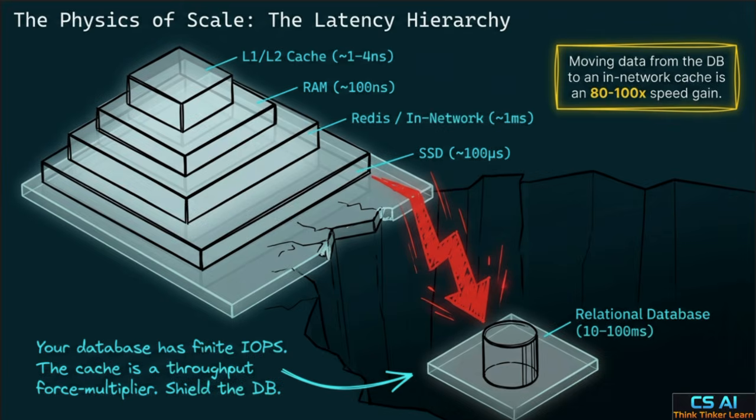Moving data from the slow disk-bound DB to an in-memory, in-network cache results in 80 to 100 times speed gain. Remember, your database has finite IOPS. If you exhaust them, the system crashes. The cache is your throughput force multiplier. Its job is simple: shield the database at all costs.